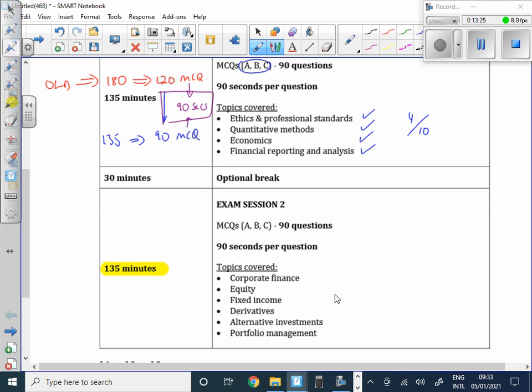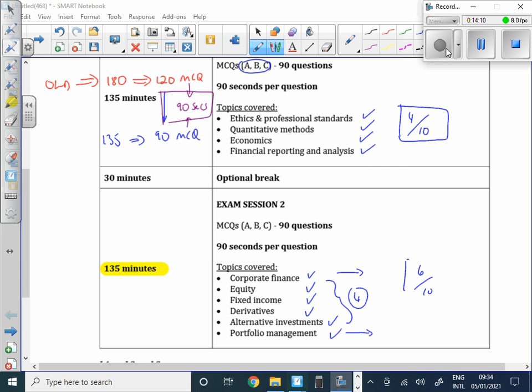And in the afternoon session, you get the remaining 6. You're going to get corporate finance, equity, fixed income, derivatives, alts, and portfolio management. So basically the afternoon session, guys, as you can see, you're going to get your major asset classes, which are equities, fixed income, derivatives, and alts. Those are your 4 major asset classes, together with corporate finance and portfolio management. A most wonderful afternoon session indeed. Based on that, what you get in the morning will not then come in the afternoon. So you get 4 topics in the morning, and 6 of the 10 topics in the afternoon. And then you are done.